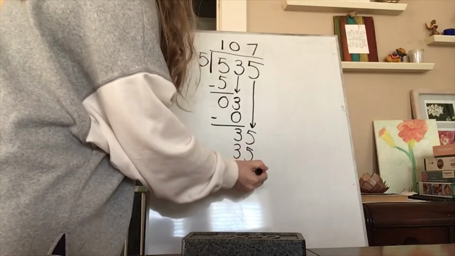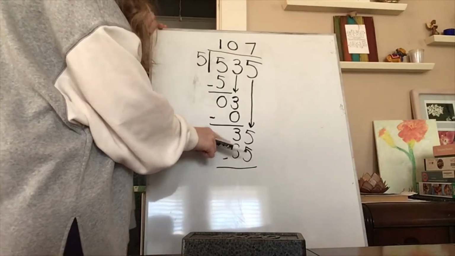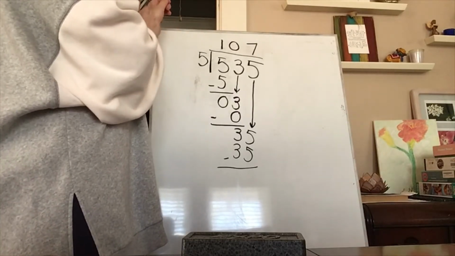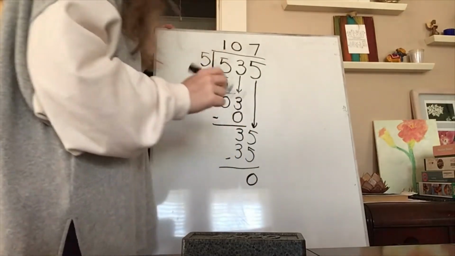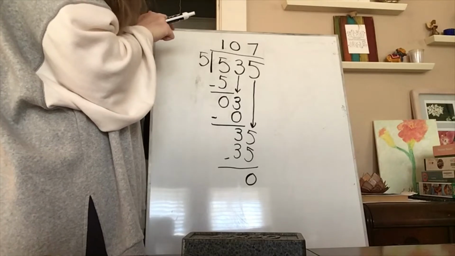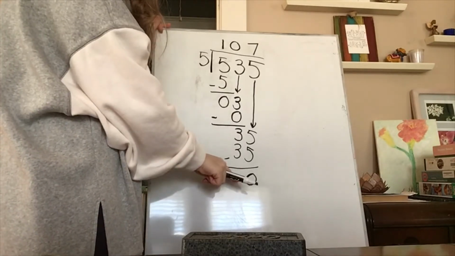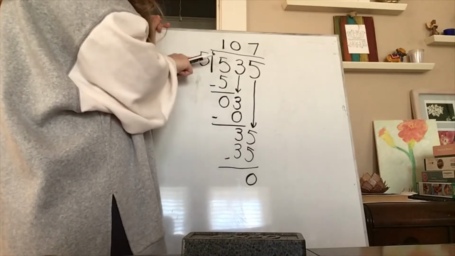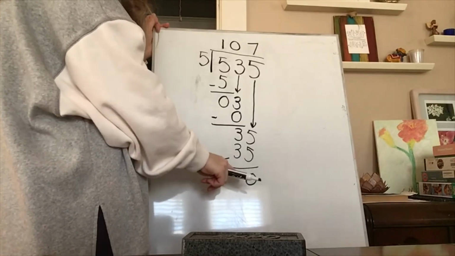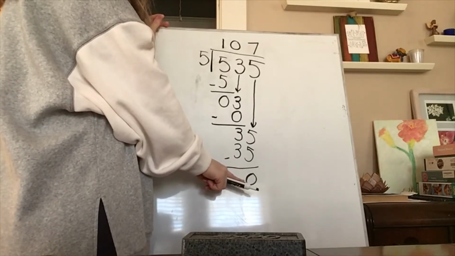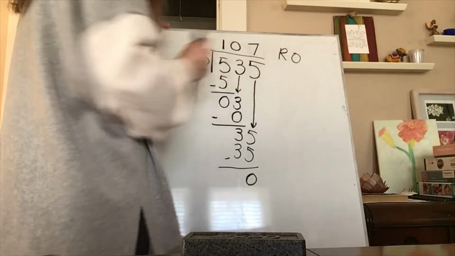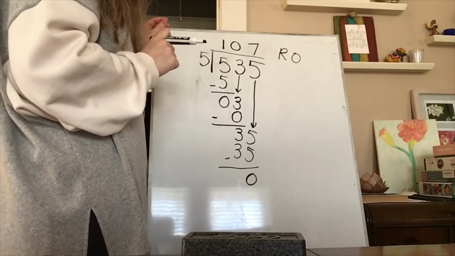Then we subtract the answer to our multiplication problem from our new dividend. Class, 35 minus 35 is? 0. Now we check for something to bring down. Class, do we have anything to bring down? No. So now we compare. Is the answer to our subtraction problem less than our divisor? Yes. Which means our remainder is what, class? 0. Do we write remainder 0? No.